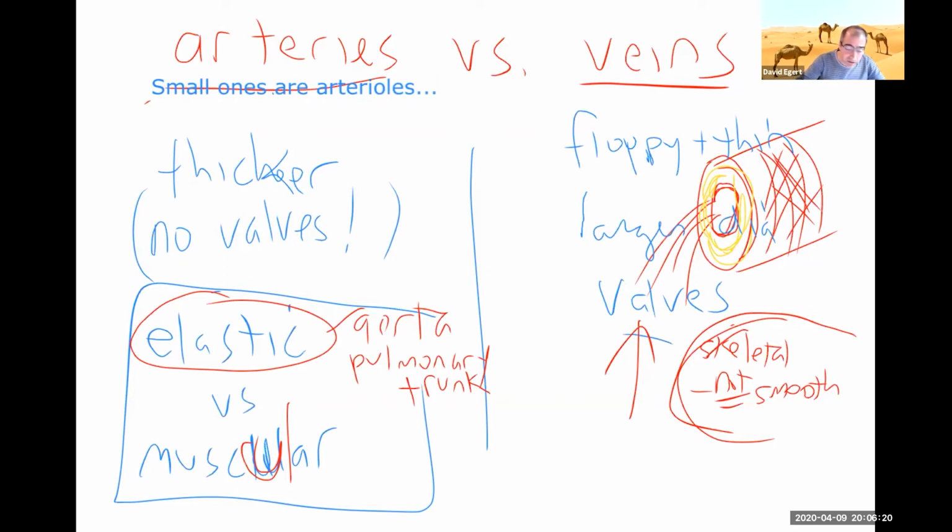When is it an arteriole? It really depends on the book. Somewhere around 0.3 of a millimeter or so, it's an arteriole.